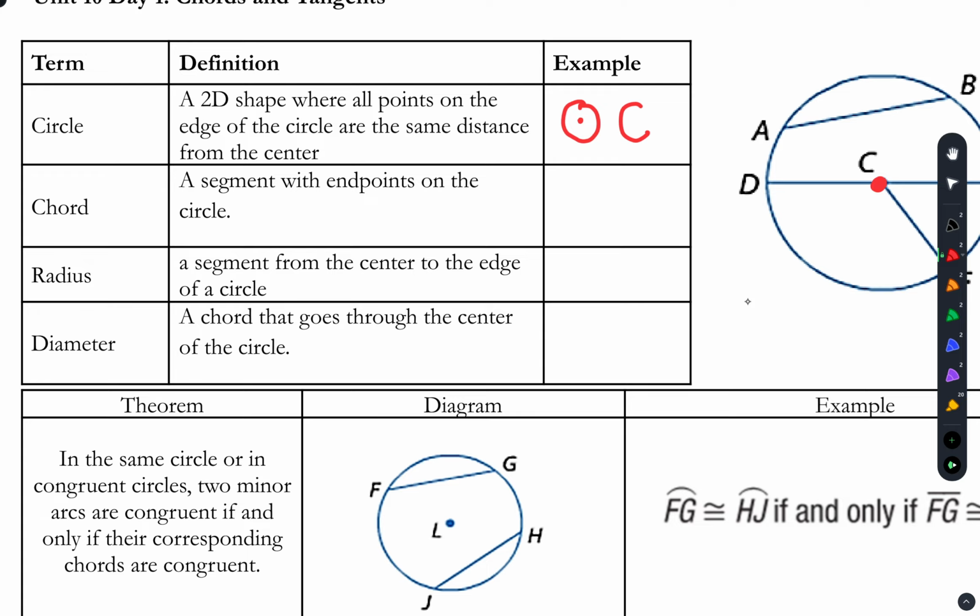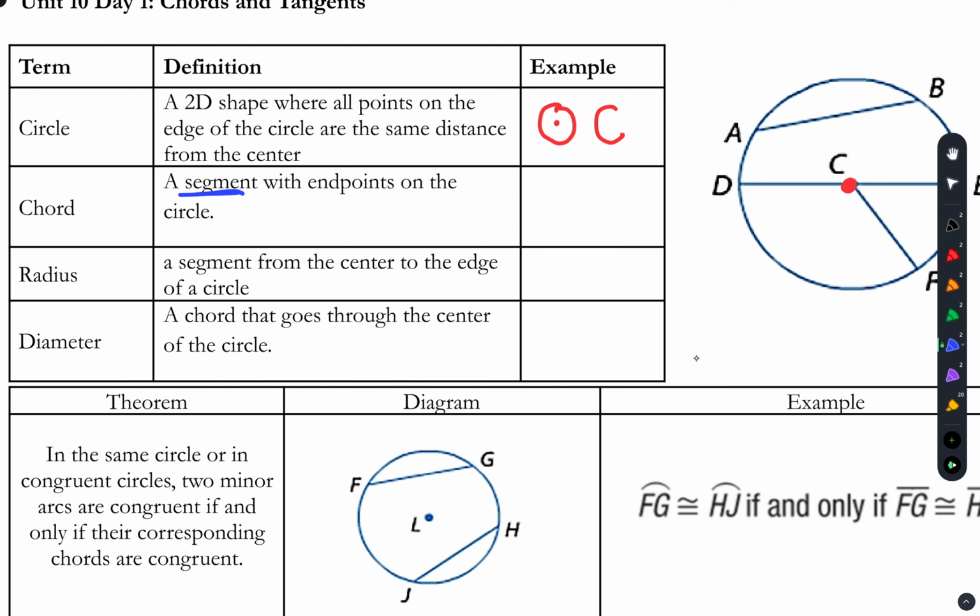And then the next three parts that we're going to talk about are all different kinds of segments that we can see in a circle. Chord is the name of a segment. Again, a segment has endpoints, and its endpoints are just on the edge of the circle. So, for example, I have a chord here with endpoints on the edge of the circle, and we call that chord AB. And because it's a segment, we use segment notation.